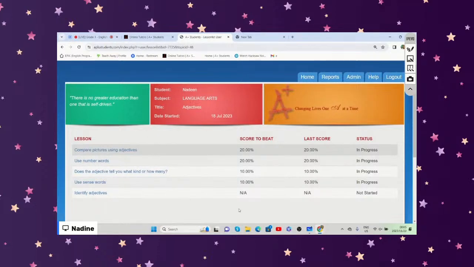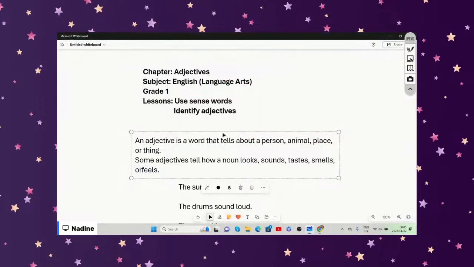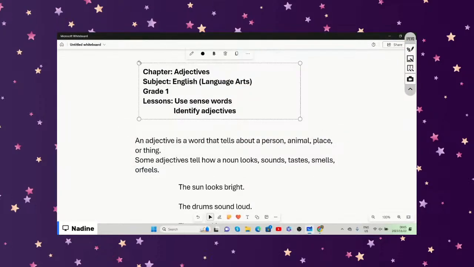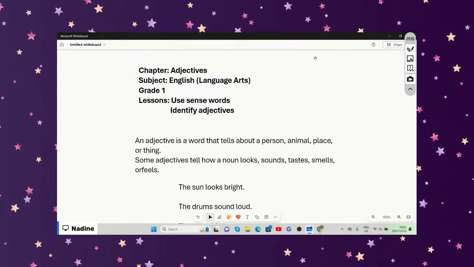And the lessons that we're going to be focusing on are adjectives, right? So firstly, the chapter is adjectives. The subject is English, which is language arts, grade 1. And the lessons that we're going to be focusing on are to use sense words and to identify adjectives.